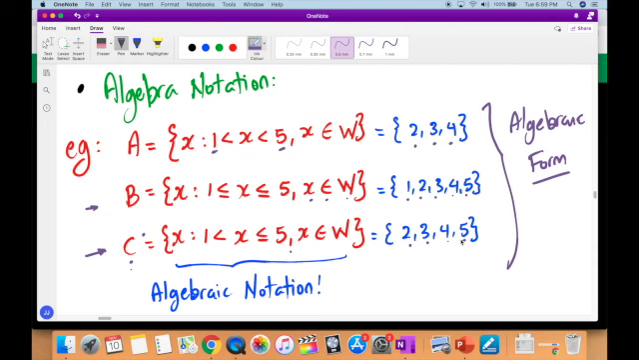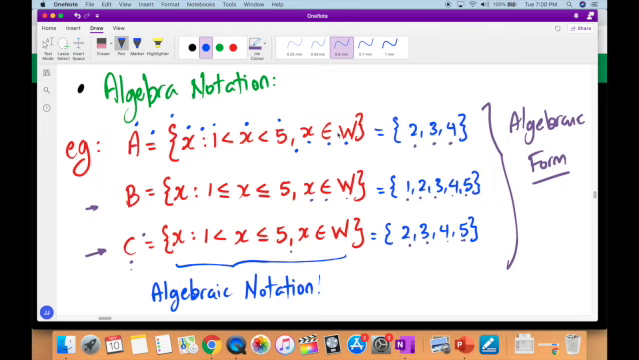So, Soraya, do you understand this algebraic notation thing? Right. Well, I hope that it does make sense for you. And as I say, there's a way to read it. The set A is the set of numbers such that the numbers are between 1 and 5, where those numbers are whole numbers.